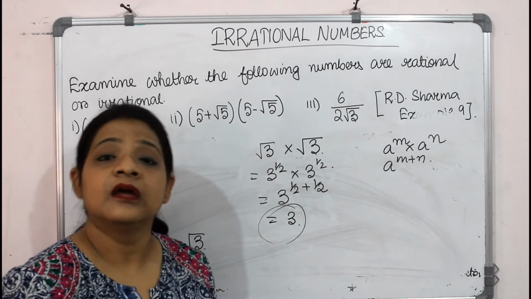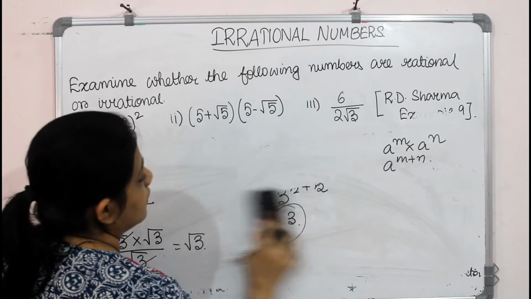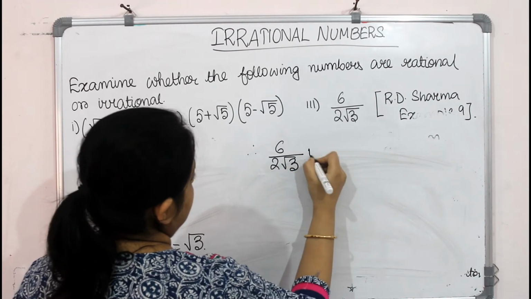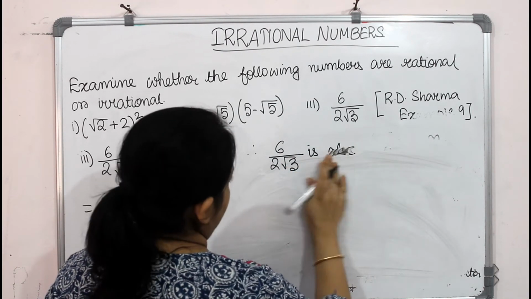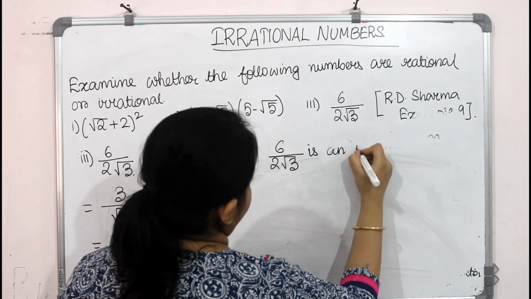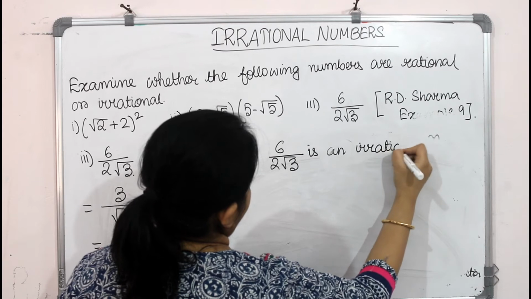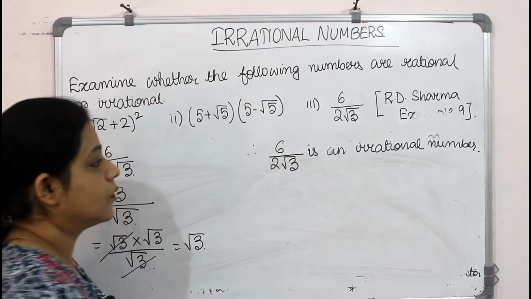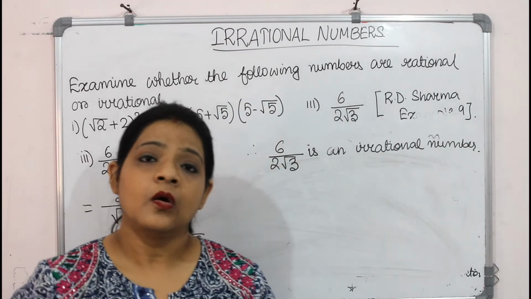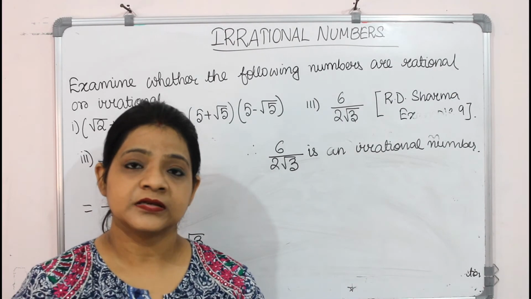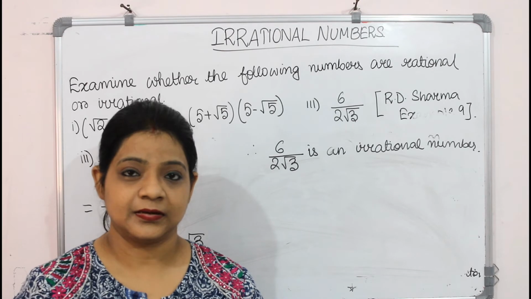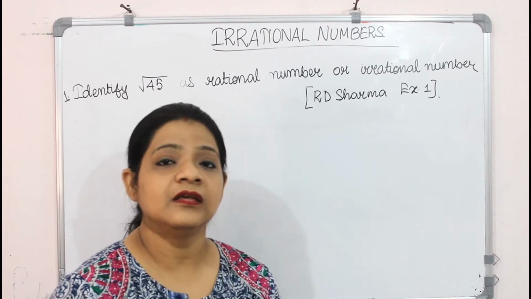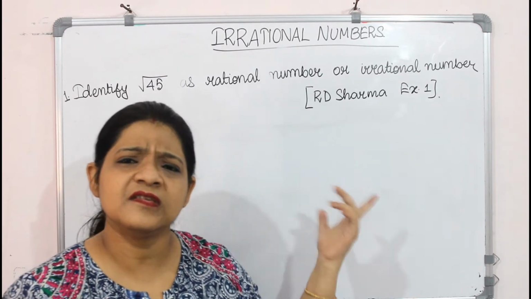Root 3 is an irrational number. Therefore 6 by 2 root 3 is also an irrational number. Okay, so this is one type of sum. Let's check another type of sum related to irrational numbers. The next sum, you are to identify whether root 45 is a rational number or an irrational number. This is very easy.